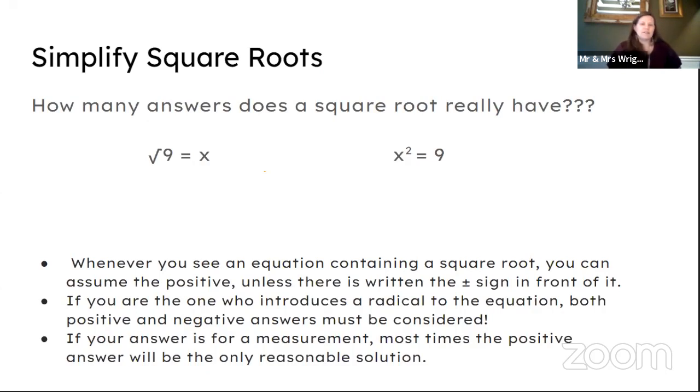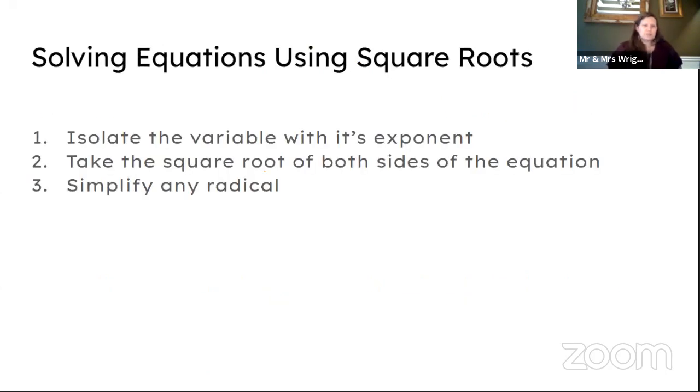If your answer is for a type of measurement, most of the time it's just going to be a positive answer. So we talked about how we have to use both positive and negative answers when we insert the radical into the equation. So when do we do that? We do that when we're solving equations to undo those squares. The first thing we have to do in solving equations with square roots is to isolate the variable with its exponent. Then you take the square root of both sides of the equation and you simplify the radical.